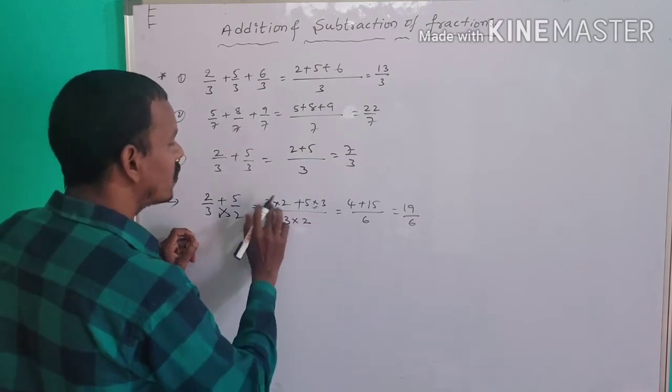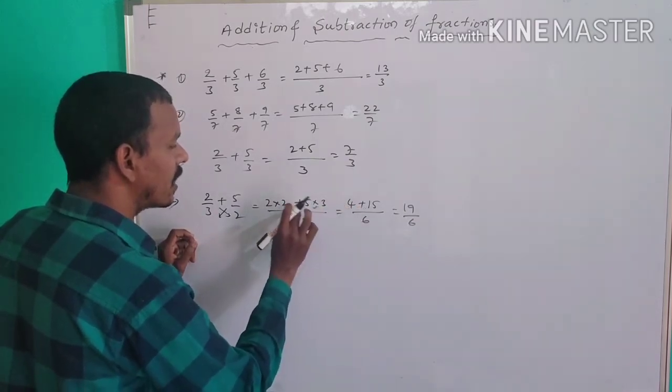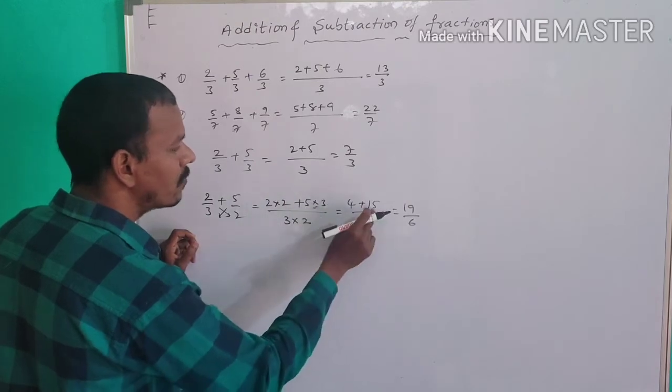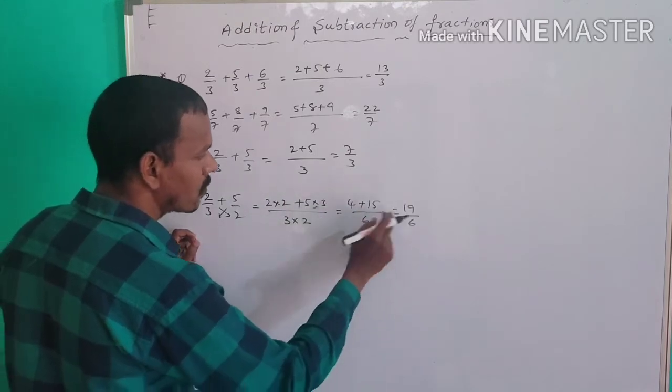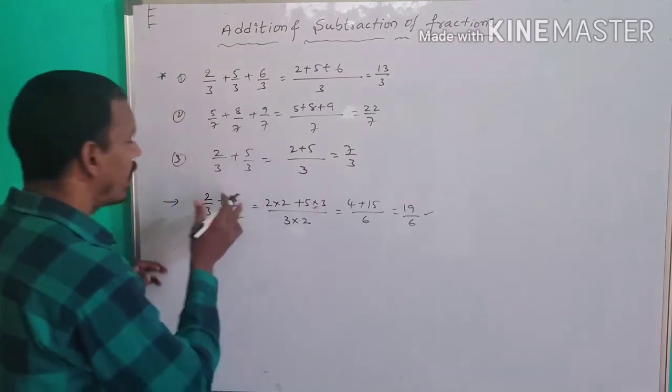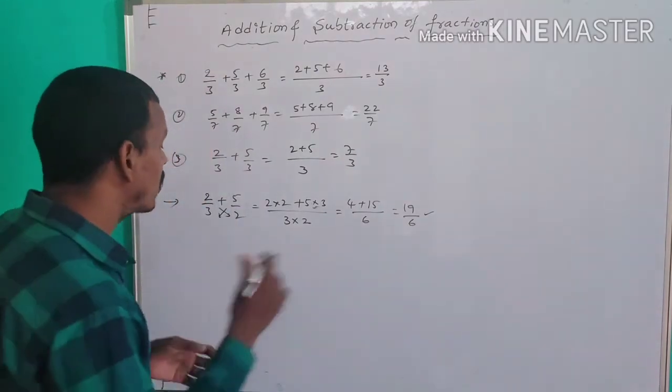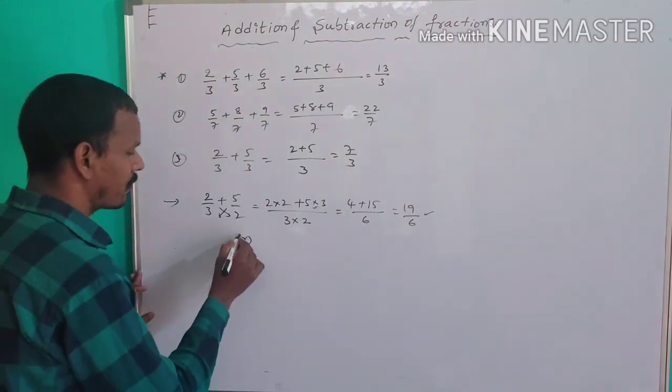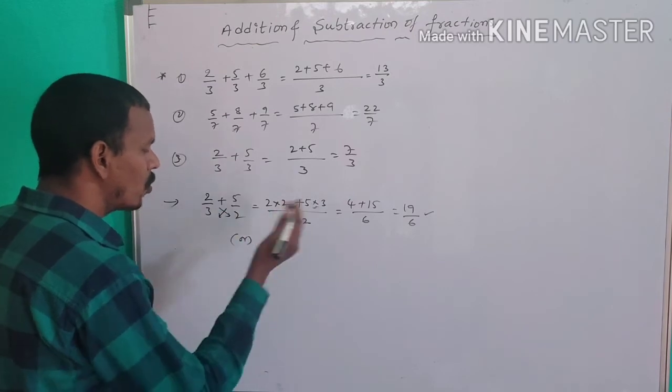So 2 2's are 4, and the middle sign is plus, 5 into 3, 15, by 3 into 2, 6. 4 plus 15 is equal to 19 by 6. Like that we can follow it. Or otherwise the LCM method. That was the cross multiplication method. Now go to the LCM method.